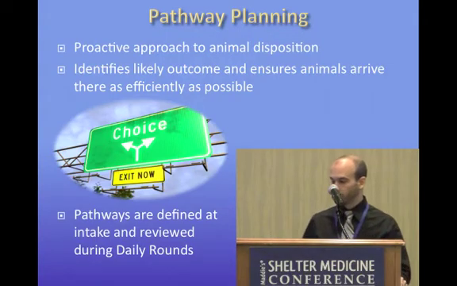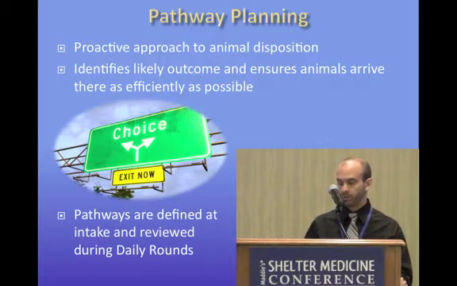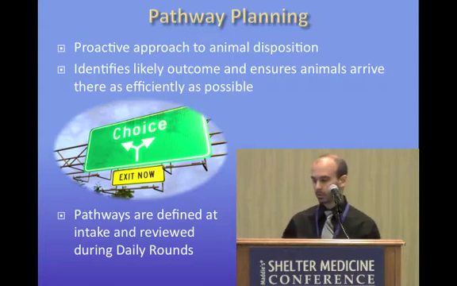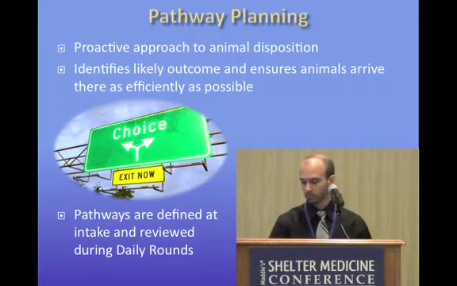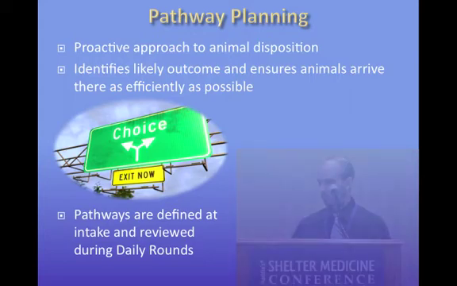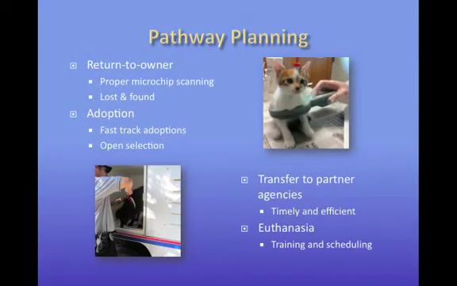And this is important because we're going to define this pathway when the animal comes into the shelter, but we're going to review this pathway during daily rounds. So it doesn't have to stay on the pathway you put it on. It's just something that you have to keep in the back of your mind when you're managing the population to get the animal to its outcome as efficiently as possible. So just a couple examples of pathway planning.